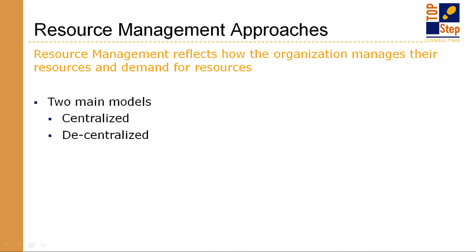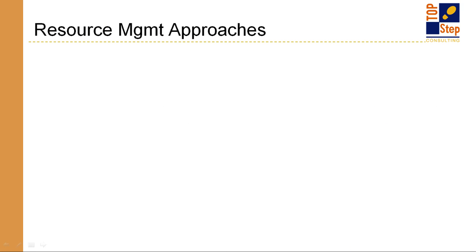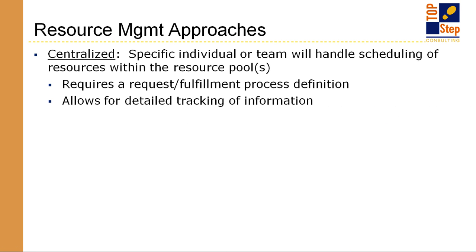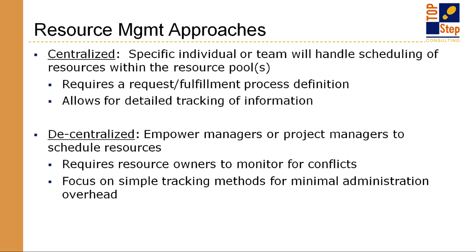All right. So there are two basic models in resource management. We call them our centralized model and our decentralized model. The difference is that our centralized model is typically when you have a team or an individual that manages your resources. So this has a resource fulfillment process, and it also can tend to lead to more detailed tracking of resources. With a decentralized model, you empower your project managers or your resource managers to actually schedule those resources. So that's kind of the big difference between the approaches.